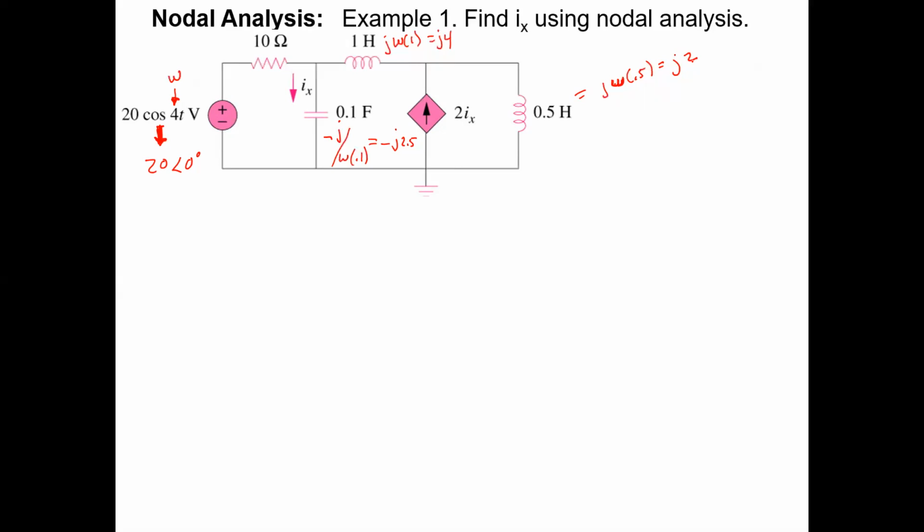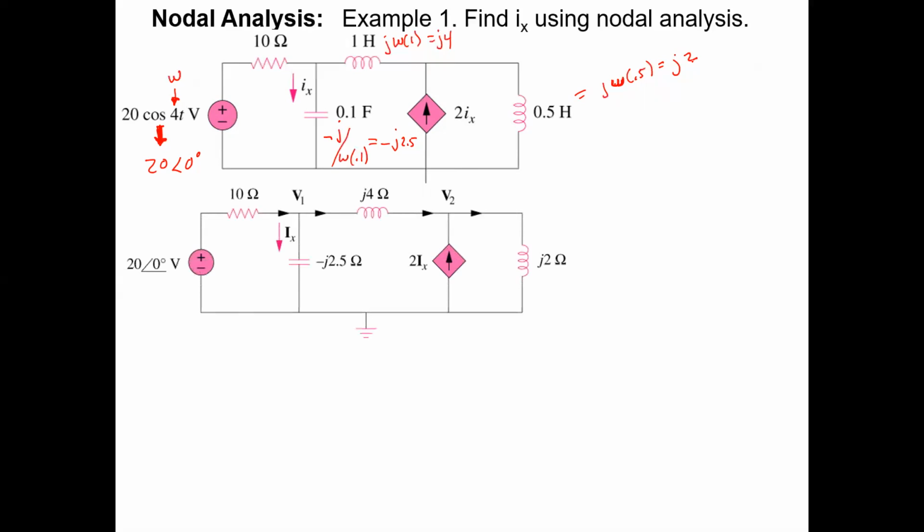Okay, so this becomes our circuit, and we redraw it in the phasor domain. We're asked to find I sub x using nodal analysis. We're going to solve for capital Ix, the complex phasor of little ix. And we have nodal voltages. We can call these phasor V1, phasor V2. Everything works just like it does for DC circuits.